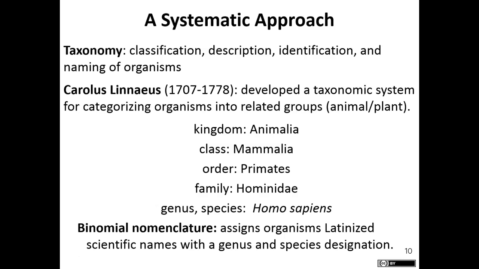He used binomial nomenclature to name organisms, so to give them a specific name. Binomial nomenclature uses the genus and the specific epithet of an organism to come up with their species name, and so that's Homo sapiens for humans.